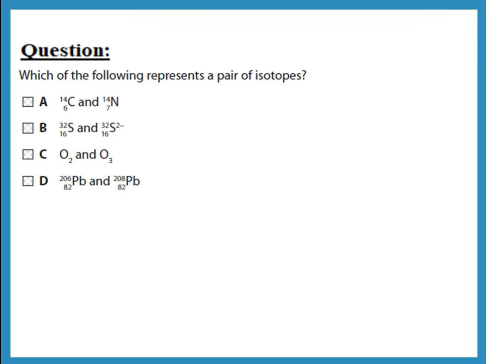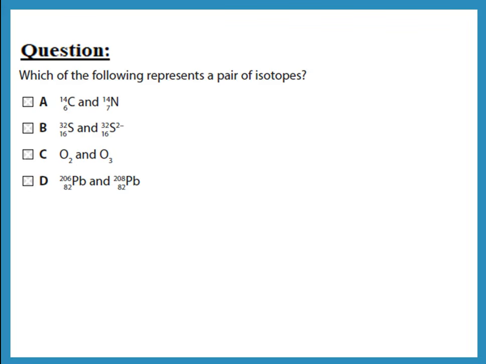So let's take a look at this question. Which of the following represents a pair of isotopes? Well, let's see. What are isotopes? We said isotopes are atoms of the same element, so they can't be carbon and nitrogen.